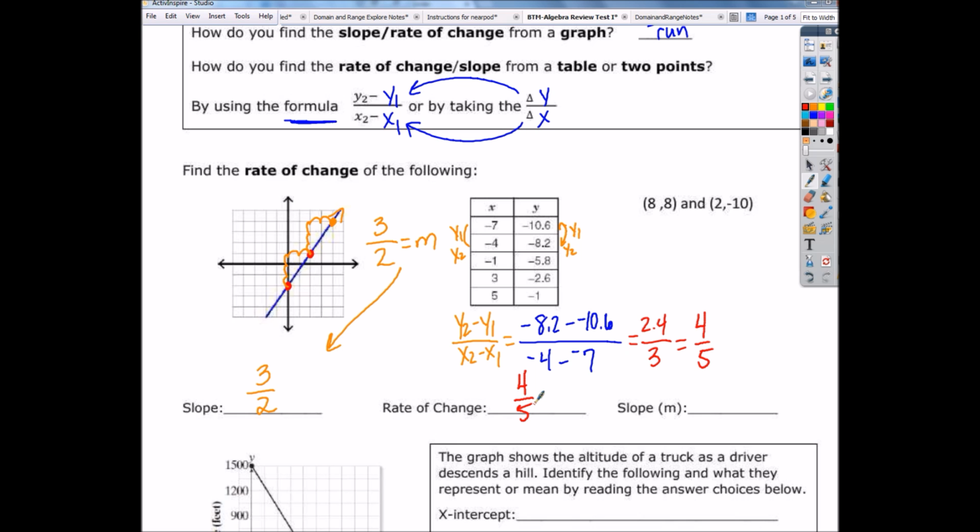All right. Now I've got the point right here. Same deal. If you want to do x1, y1, x2, y2, you definitely could. And I always like to rewrite the formula, y2 minus y1 over x2 minus x1.